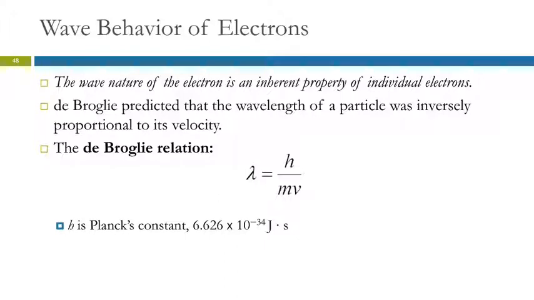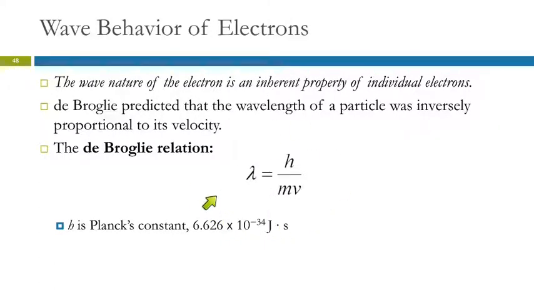Wave nature is an inherent property of individual electrons. An individual electron can behave like a wave and like a particle. This is that superposition where it's in two states at the same time. It's a particle and it's a wave. De Broglie came up with a relationship between wavelength of a particle and its velocity. So this is known as the de Broglie relation.